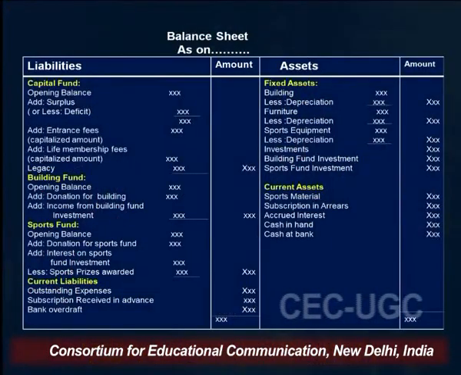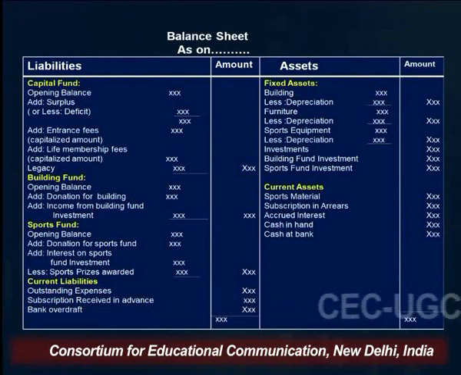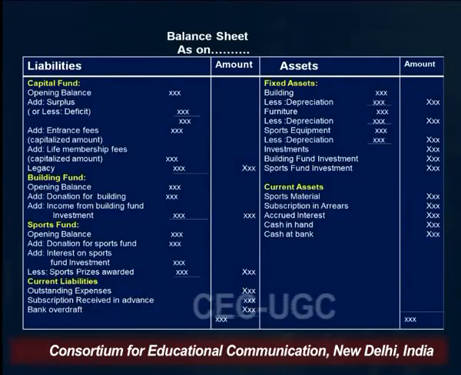Let's have a look at this closing balance sheet once again. On the liability side, capital fund is there, and in this capital fund, if surplus is there, that has to be added here. If deficit is there, from the income and expenditure account, that has to be deducted. The other items like capital nature items like entrance fees or any other life membership fees, that has to be shown on the liability side. If any other fund like building fund or sports funds are given, that has to be shown on the liability side, and current liabilities also. On the asset side, all types of fixed assets and current assets are shown.